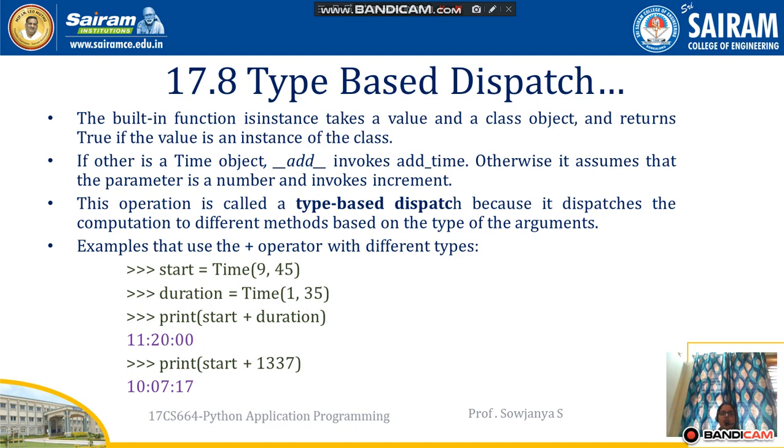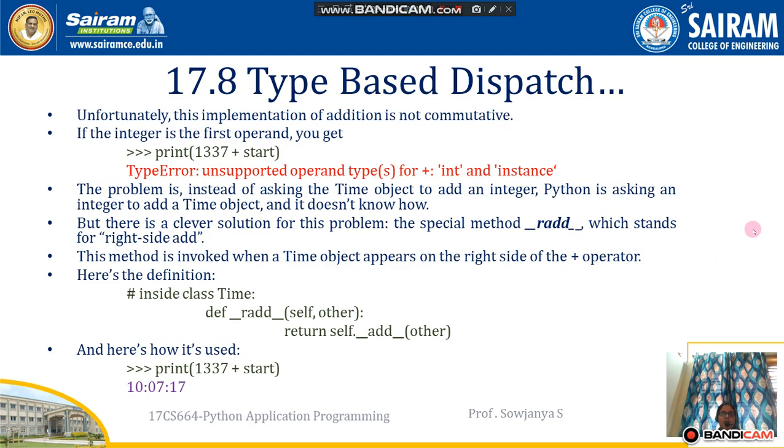Examples using the plus operator with different types: start is Time(9, 45), that is 9 hours 45 minutes, and duration is Time(1, 35). Print start plus duration. It will add these values and return the result. Print start plus 1337, in terms of seconds, it gives 10 hours 7 minutes 17 seconds. This is what type-based dispatch gives.